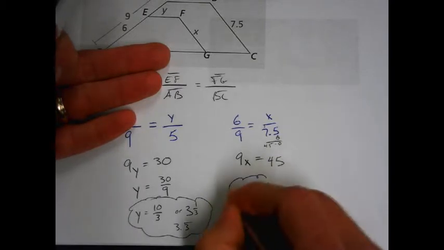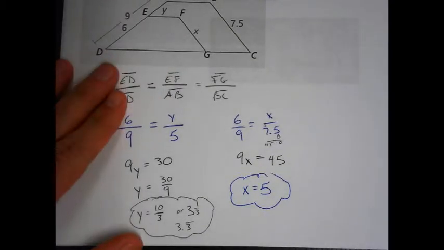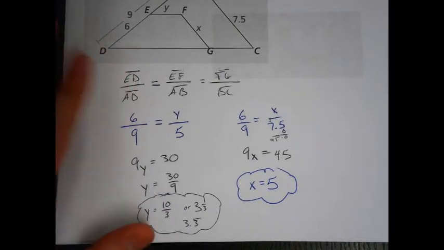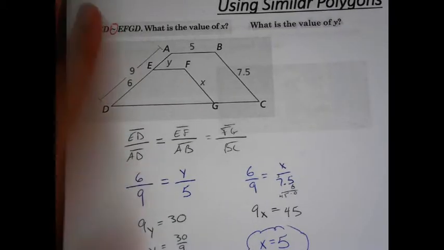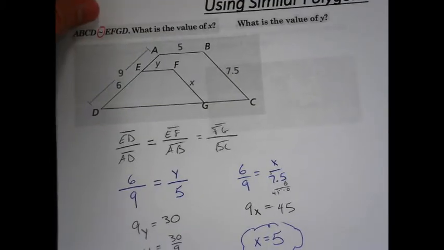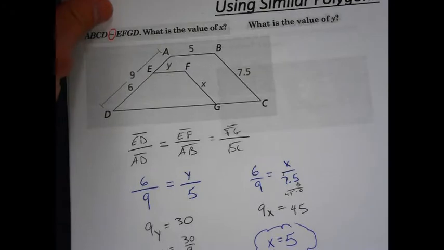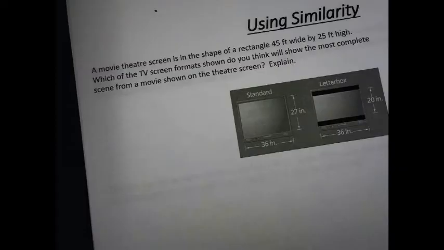To-do. There's our value for x. So we have now used similar polygons and cross products to solve some algebra stuff. Okay. Now what we're going to do is kind of do the similar concept, but we're going to take a step back and go back to scale.